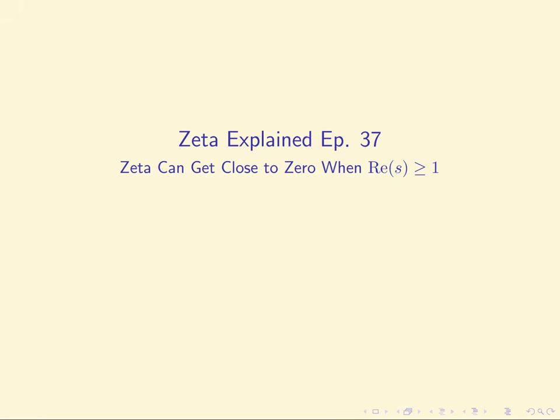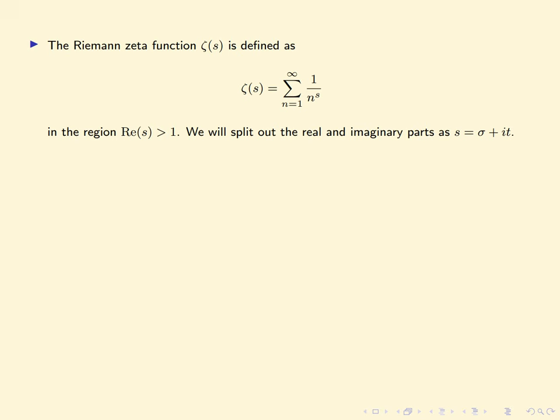Today we are going to be examining how close the zeta function can get to 0 when the real part of s is greater than or equal to 1. So the Riemann zeta function is defined as usual as the sum from n equals 1 to infinity of 1 over n to the s, and this sum converges when the real part of s is greater than 1. And as usual, we are going to split out the real and imaginary parts of s as sigma plus it.